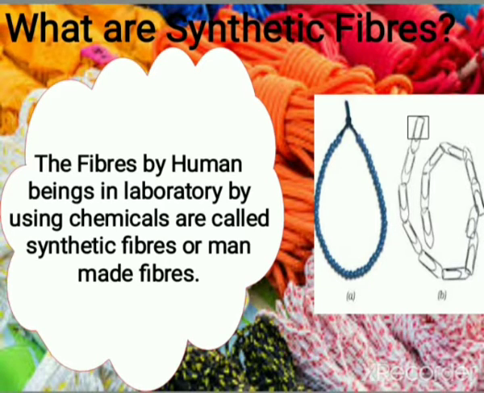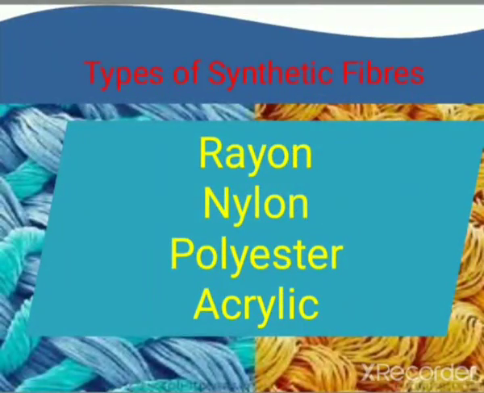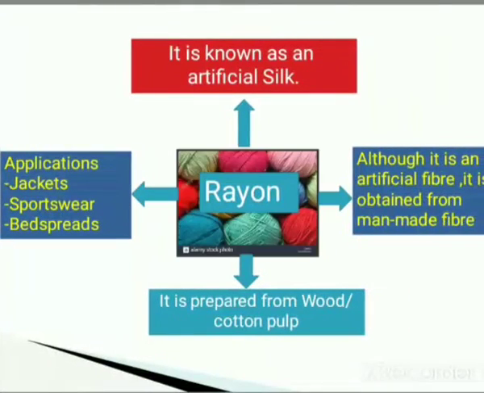Let's move on to the types of synthetic fibers. Synthetic fibers are basically of four types: Rayon, Nylon, Polyester, and Acrylic. We shall discuss each type of these fibers in detail. Let's move on to synthetic fibers, Rayon. What is Rayon? It is known as artificial silk. You know, pure silk is very costly, but Rayon is quite cheap.